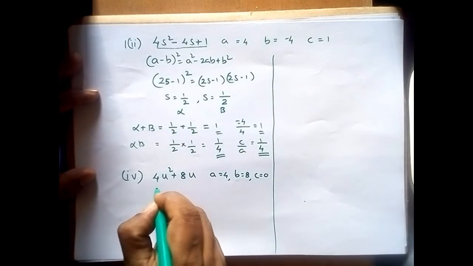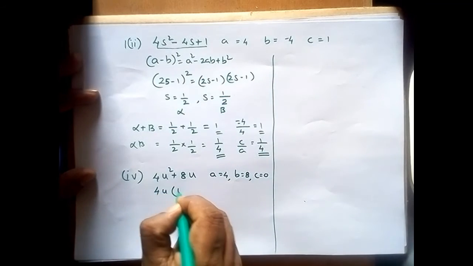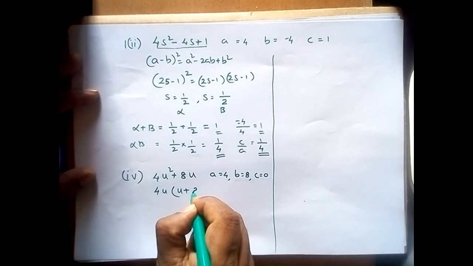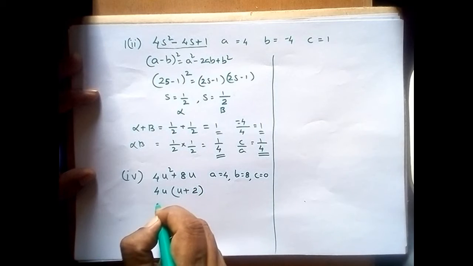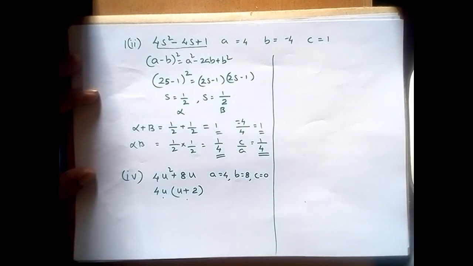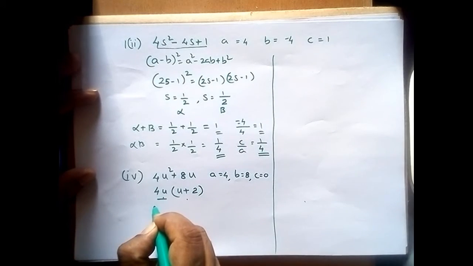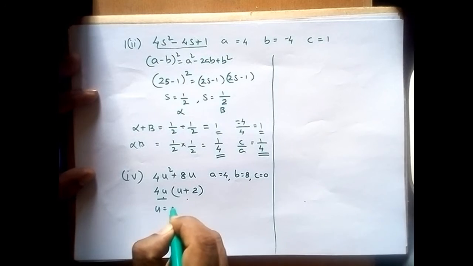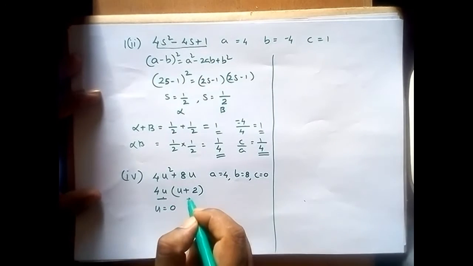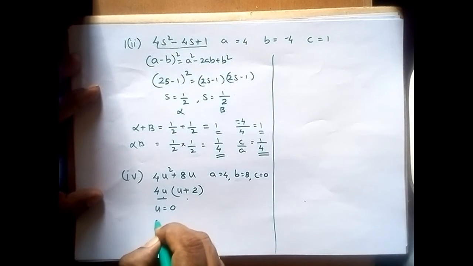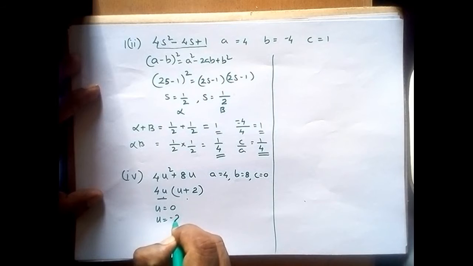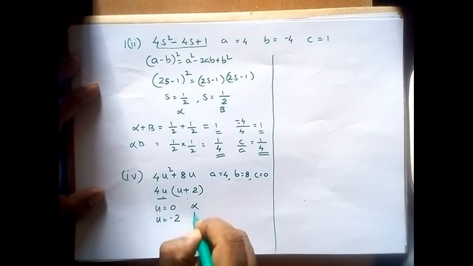Factorizing, what you get is 4u into u plus 2. So either this is equal to 0 or this is equal to 0. So 4u is equal to 0 means u has to be 0, or u plus 2 is equal to 0 means u equal to minus 2. So this is alpha, this is beta.